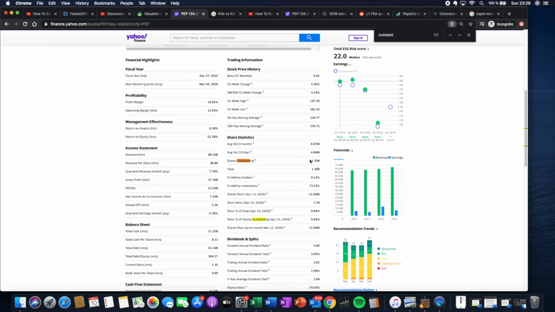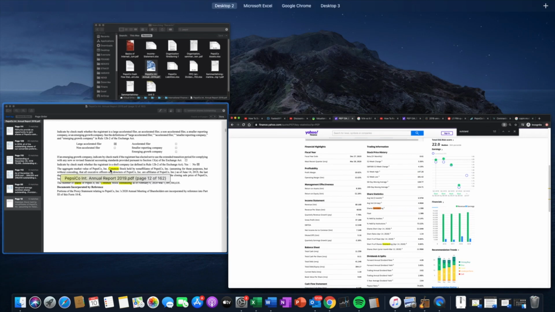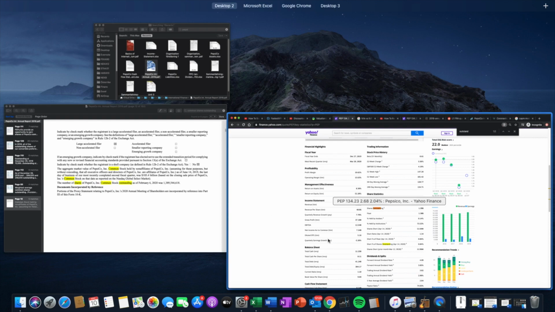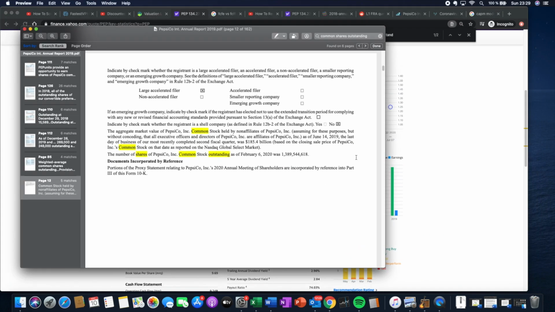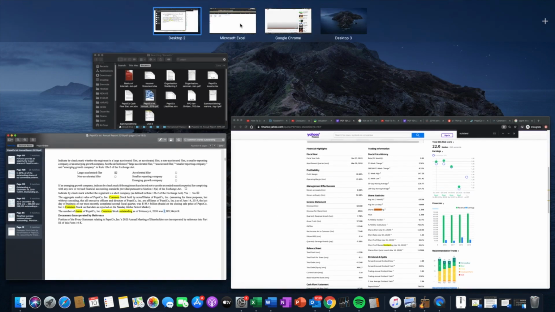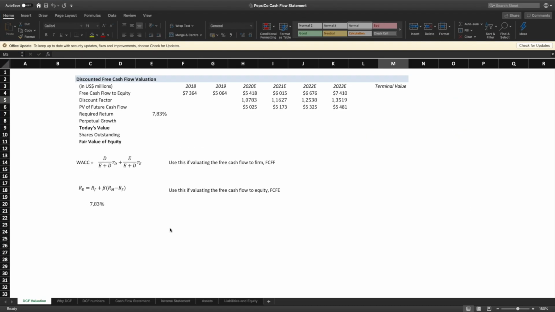So that's perfect. We're going to use the more specific shares outstanding number, the one that we found in the annual report, as you just saw here. 1.389 billion. Let's go ahead and use that. So we're almost done here. Let's continue with calculating our perpetual growth rate, which you can see right here.